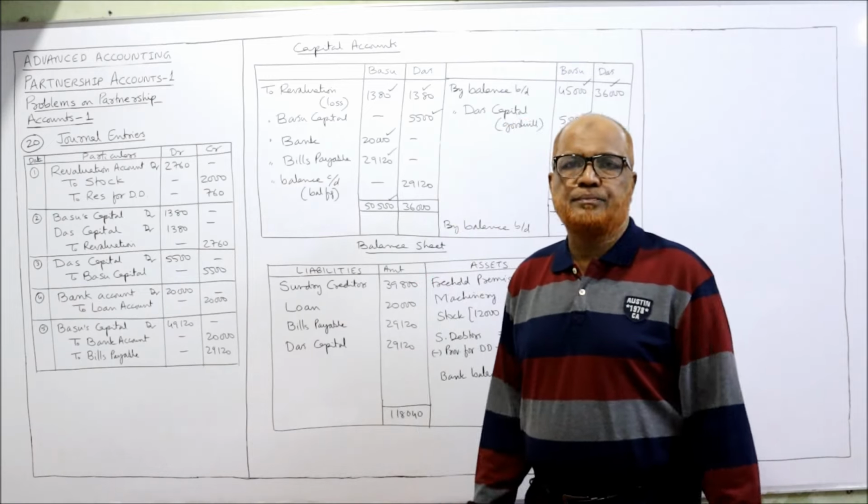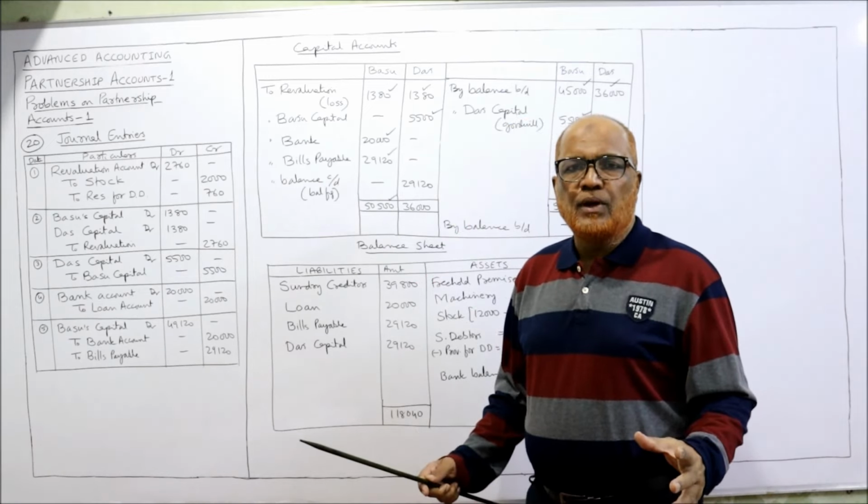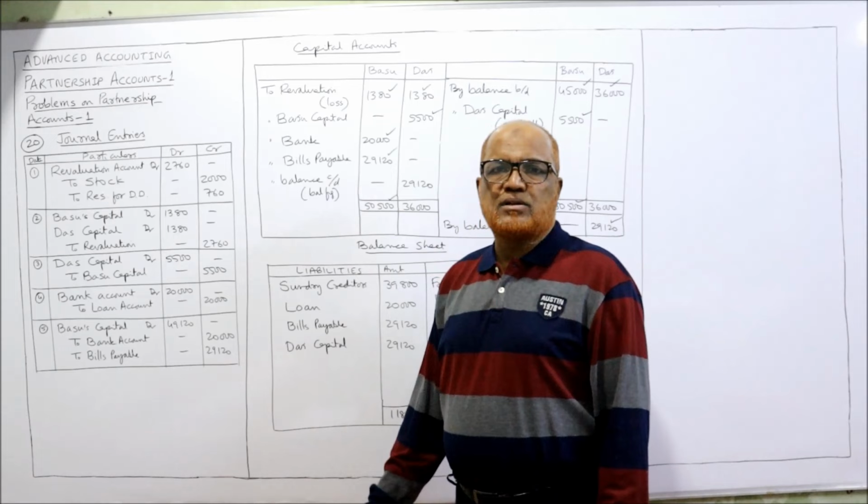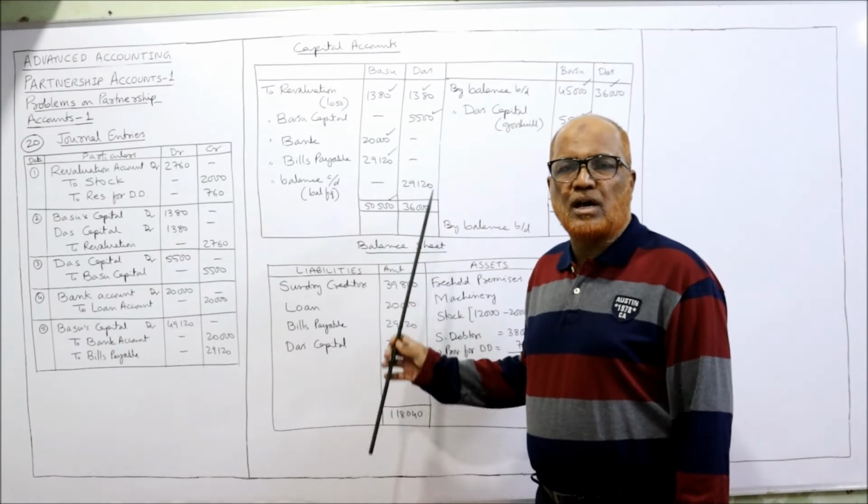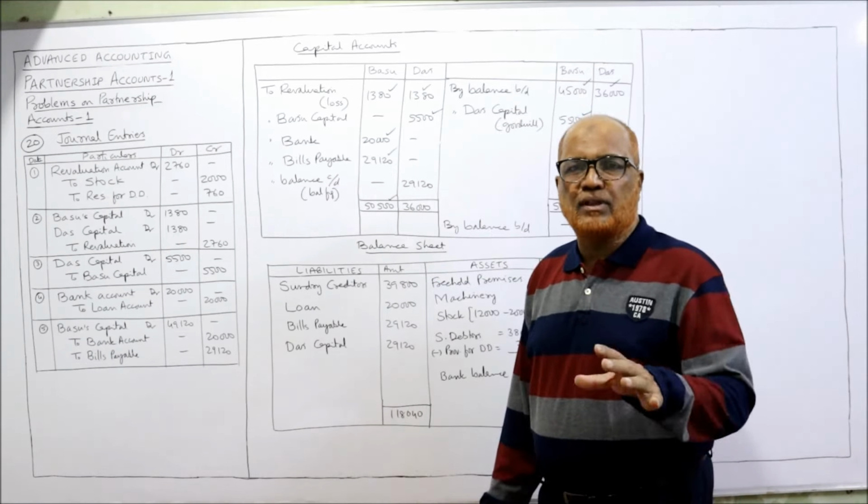This is the end of the problem. So, a very simple problem. Only journal entries we have prepared. We have prepared the capital accounts. And finally, we have prepared the balance sheet of Das.